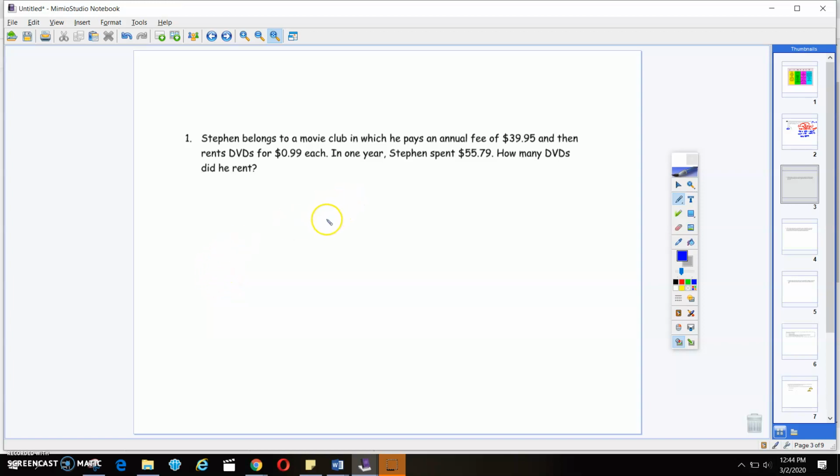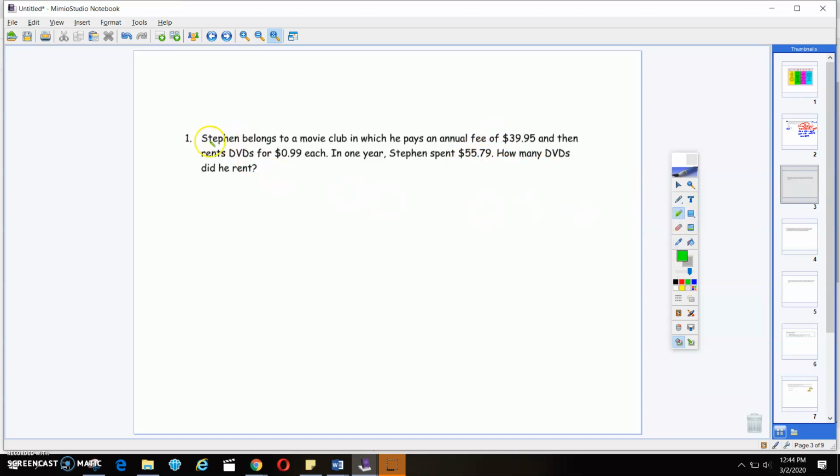So it says, Stephen belongs to a movie club in which he pays an annual fee of $39.95. And then he rents DVDs for 99 cents each. In 1 year, Stephen spent $55.79. How many DVDs did he rent?